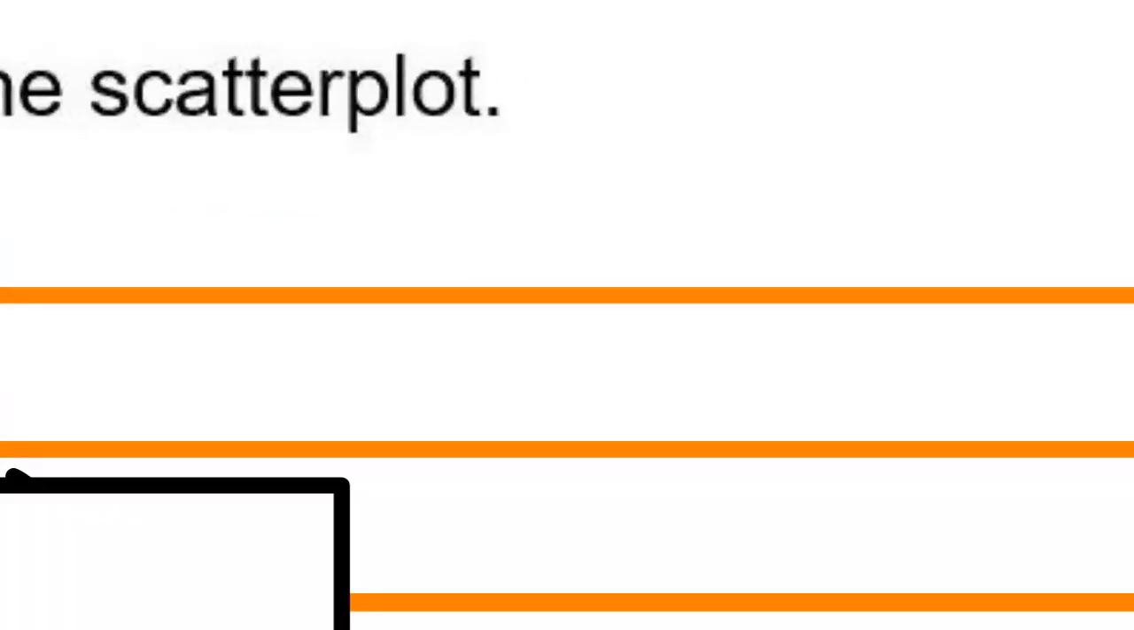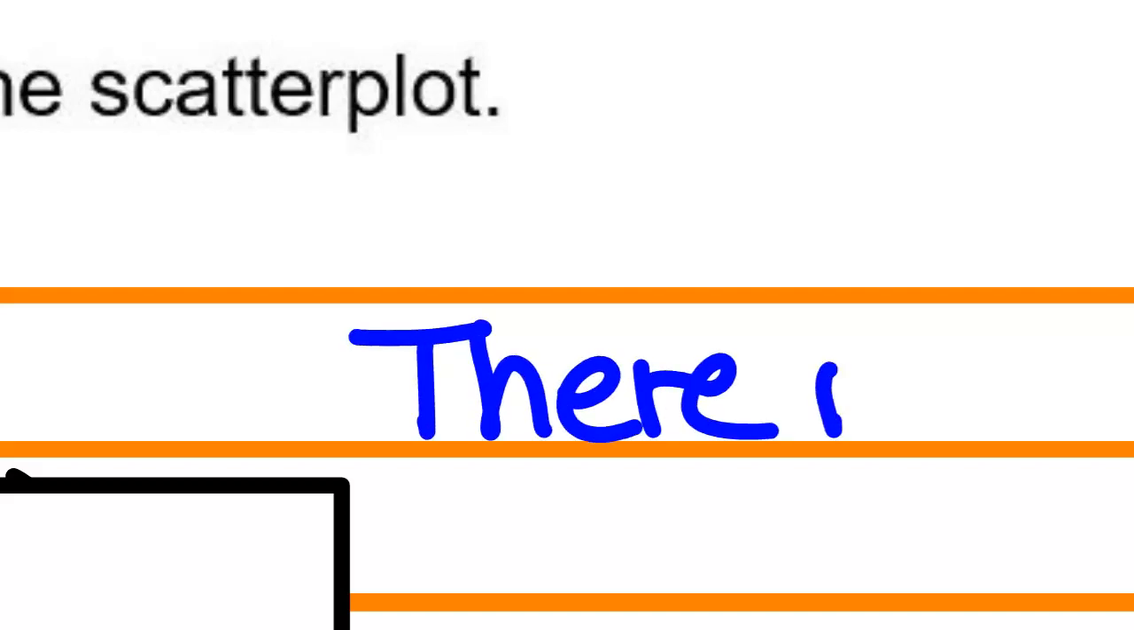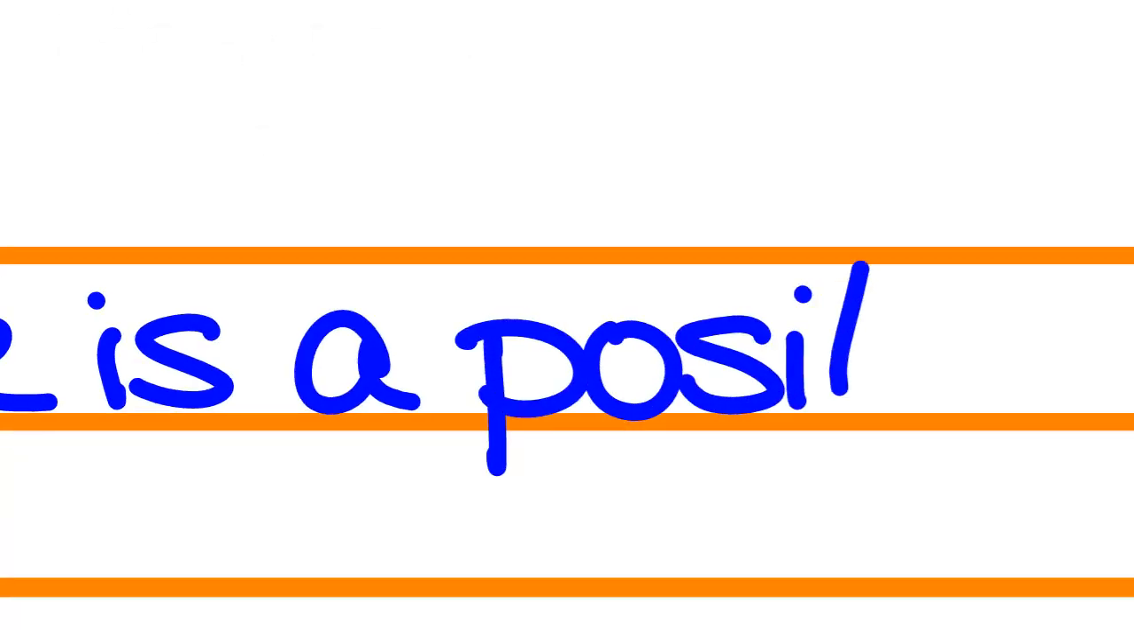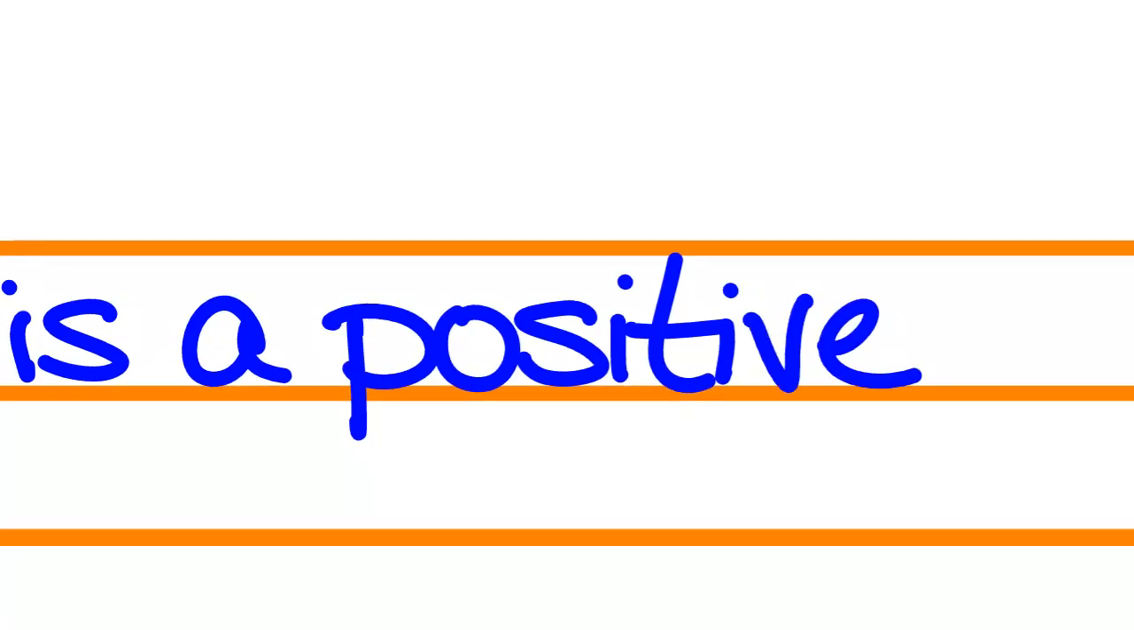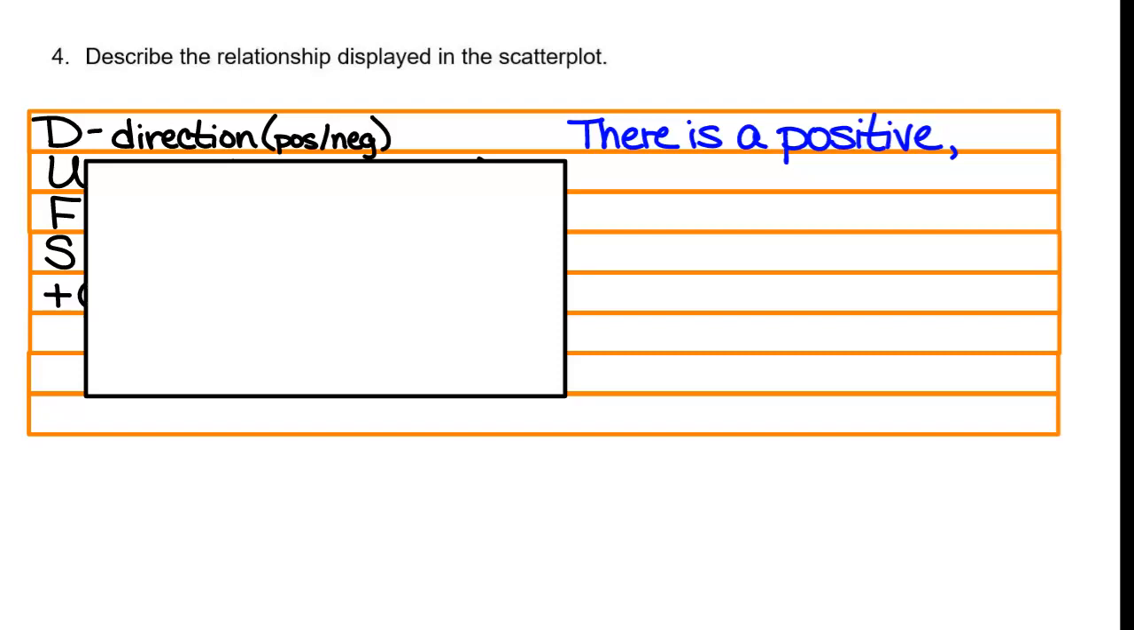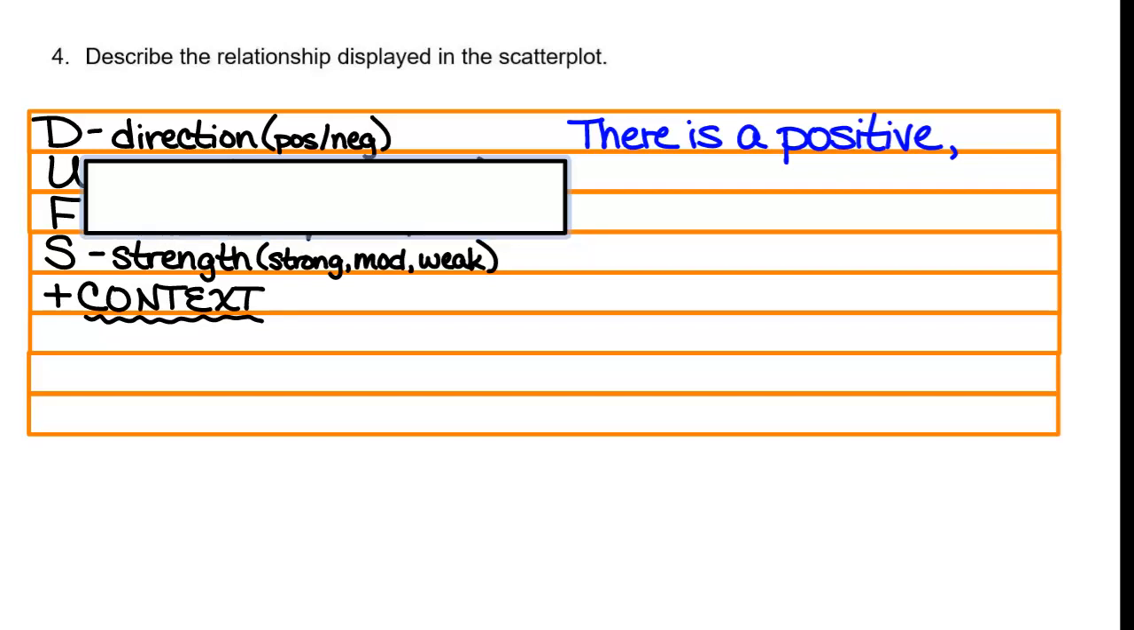All right, so I'm going to start my description of this scatter plot by saying there is a positive... All right, and I'm jumping around. I'm not doing DUFS in order. Strength. Strong, moderate, or weak. We decide whether it's strong, moderate, or weak based on how closely it matches the form, which is what my F stands for.